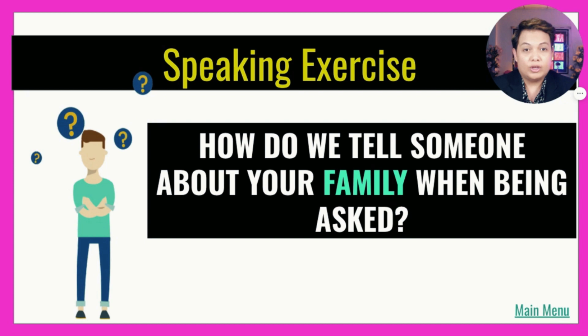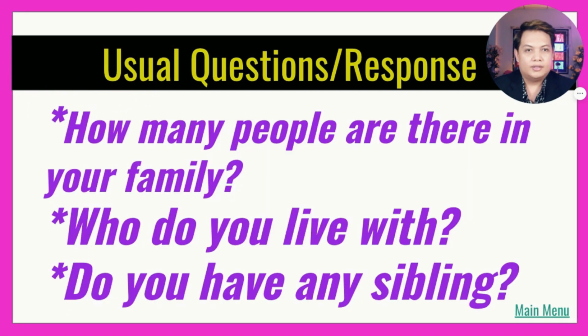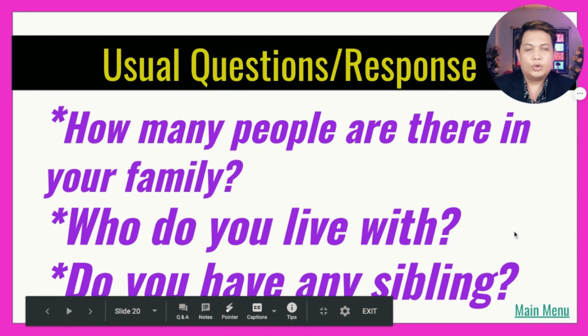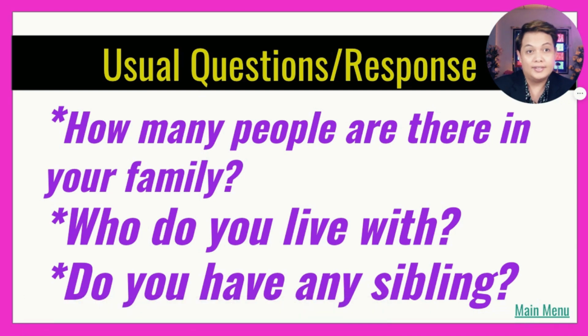How do we tell someone about your family when being asked? So you could tell someone about your family, and you could answer the following questions. How many people are there in your family? Or who do you live with? Or this question, do you have any siblings? Okay. The word sibling here means your brothers and your sisters. So basically that person is asking you how many brothers and how many sisters you have. Okay, so this is sibling. Say it with me, sibling. Okay, brothers and sisters you have.